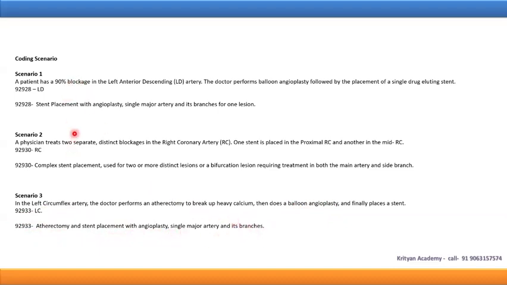So these are a few scenarios. And if you want more scenarios or more information, always reach out to the number below.